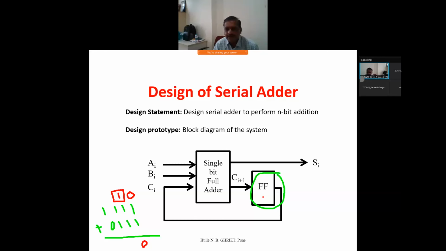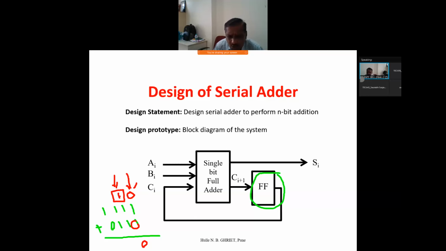No. The two options will be there. Carry may be 0, carry may be 1. Dekho yahan pe. यहां पे कैरी कितना आया था? 0 था. यहां पे कैरी कितना आया? 1. हो सकता है अगर ये नंबर 0 होता तो यहां पे कैरी कितना आता? 0. Are you getting me?